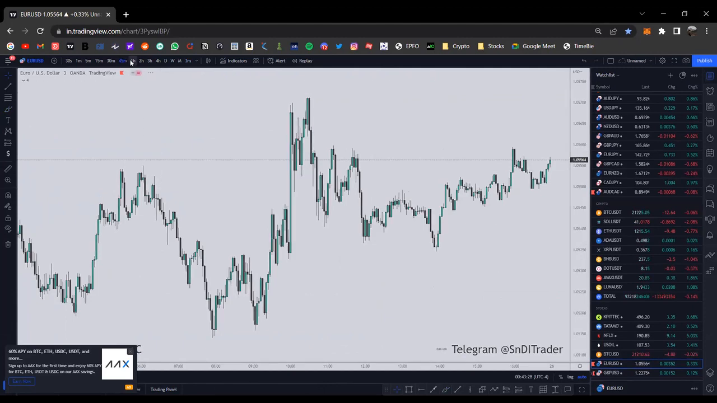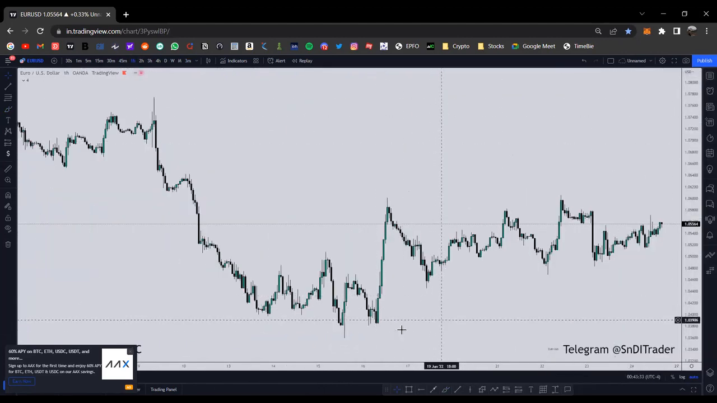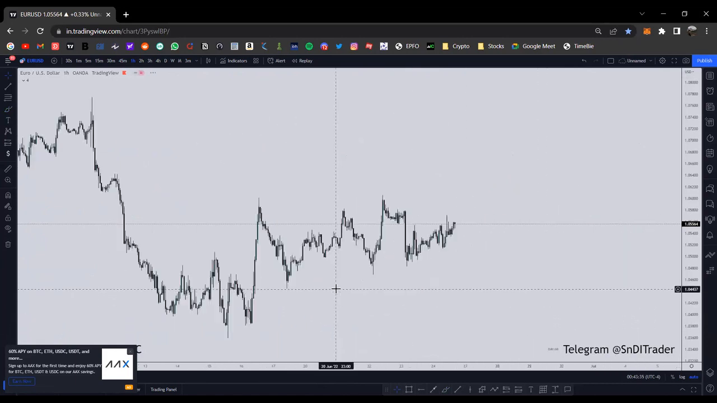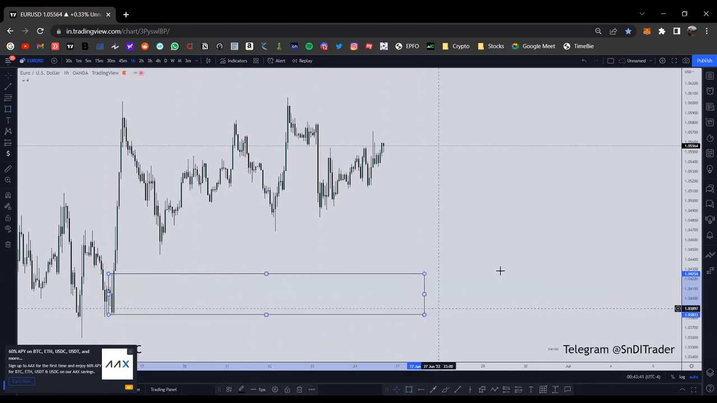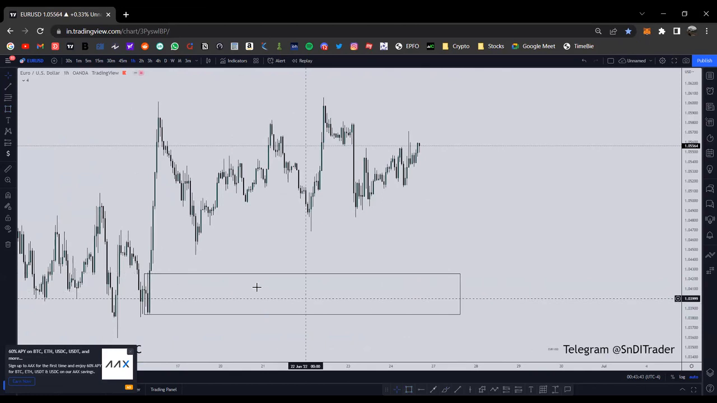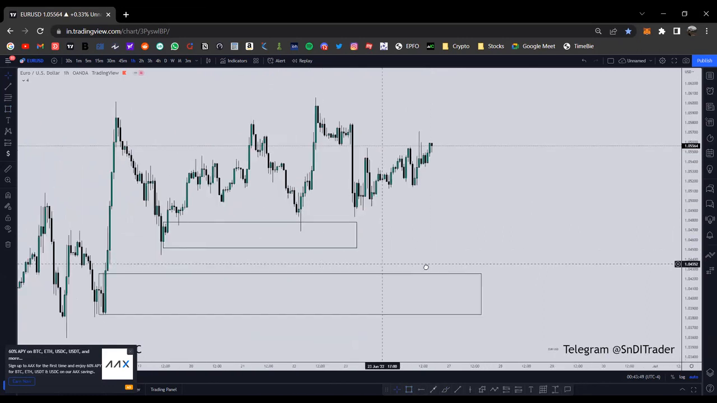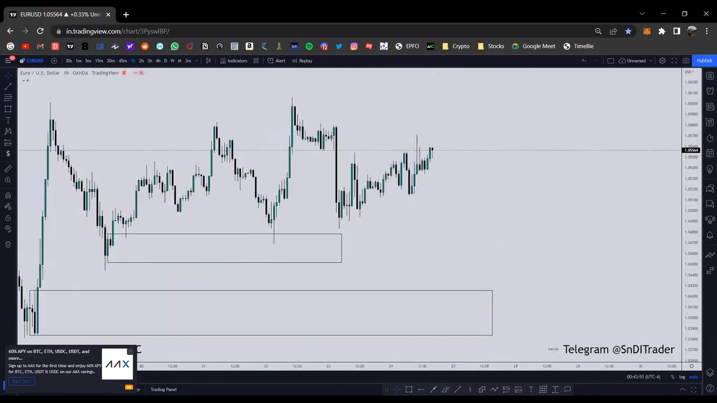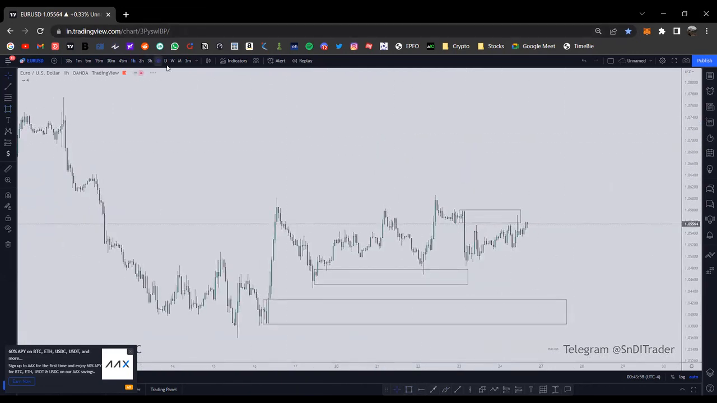Okay, so in this EUR/USD chart, we had this bullish order block here. Okay, we have this bullish order block here, and we have this bearish order block here. So that is how you see the order blocks.